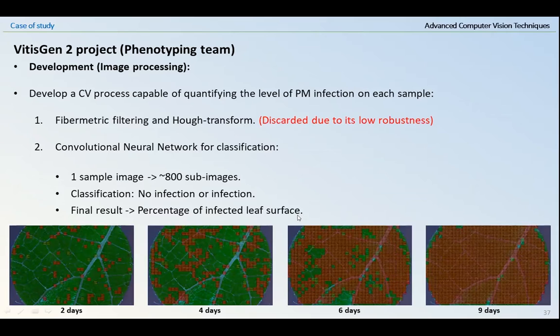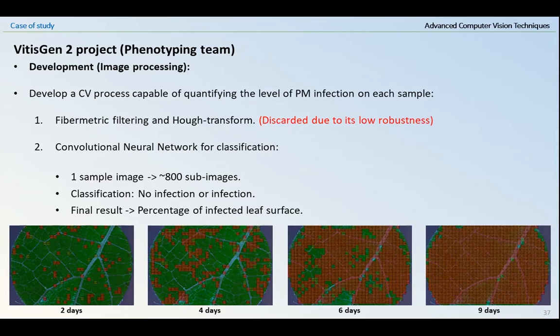Then we proposed to use, of course, convolutional neural networks in order to deal with these different contexts. So our current approach is based on convolutional neural networks, but we divide each image into approximately 800 sub-images that are classified by this neural network in order to detect whether there is powdery mildew or not. The final score for each sample is the percentage of infected sub-images, which can be interpreted as the percentage of infected leaf surface.